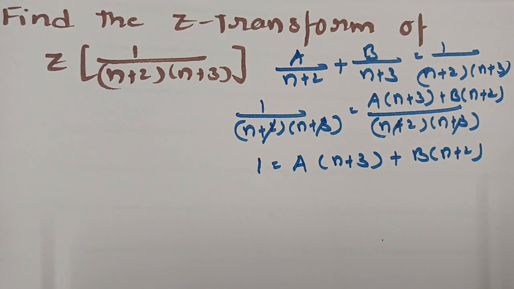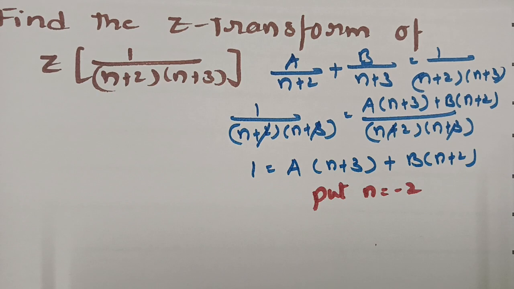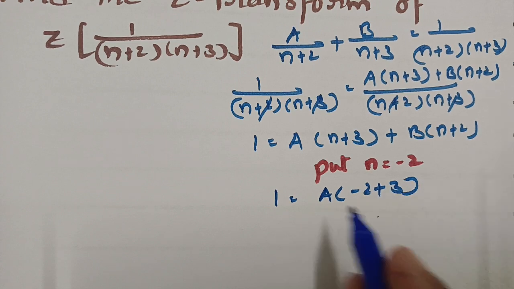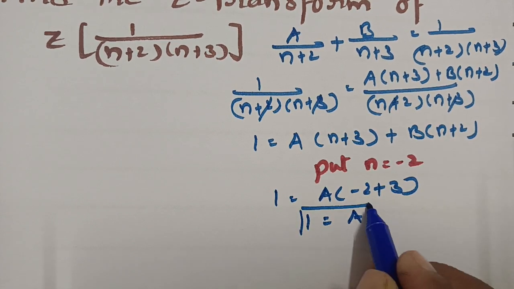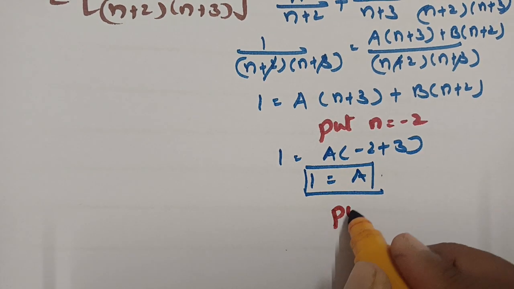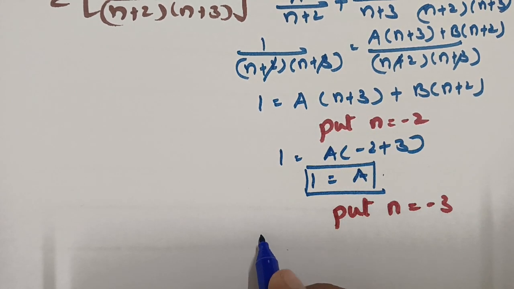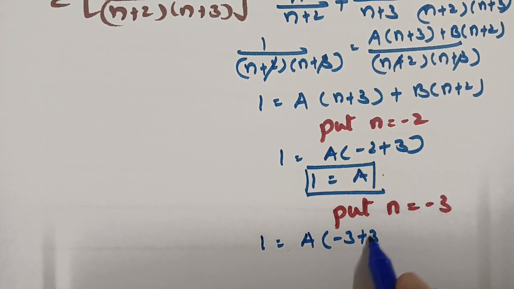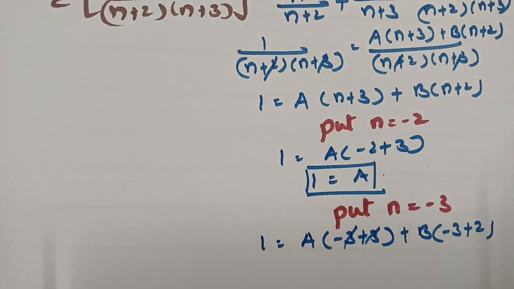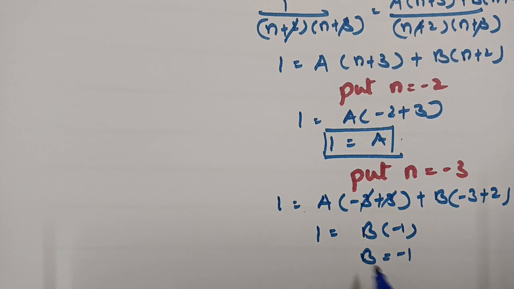Now I have to put some substitution. Therefore put n equal to minus 2. If I keep minus 2, this will be 0. Therefore 1 is equal to a into minus 2 plus 3, so a into 1. So I got the value of a as 1. And next I have to keep n equal to minus 3, then this will be 0. Therefore, 1 is equal to a into minus 3 plus 3 plus b into minus 3 plus 2. So if I cancel this one, b is equal to b into minus 1. Therefore, the b value here is minus 1.